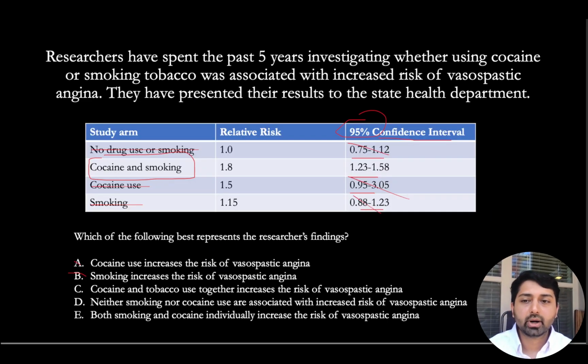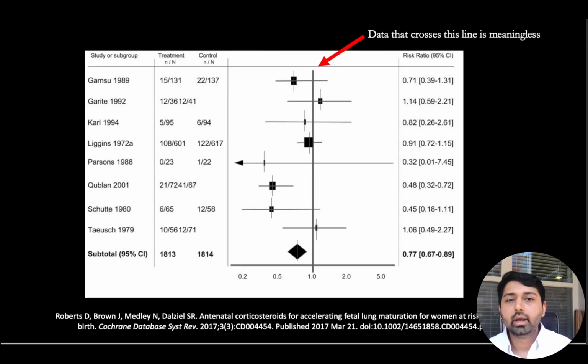So in summary, if you have a confidence interval that includes 1, the data is not significant. And on a forest plot, if you cross that line, your data is not significant. These two things mean the same thing.